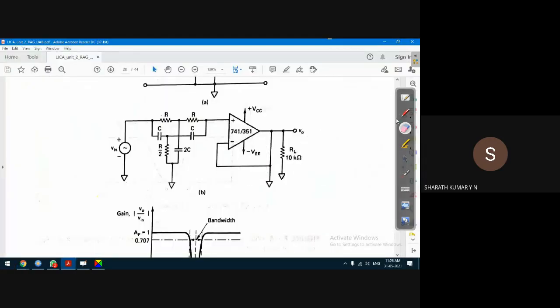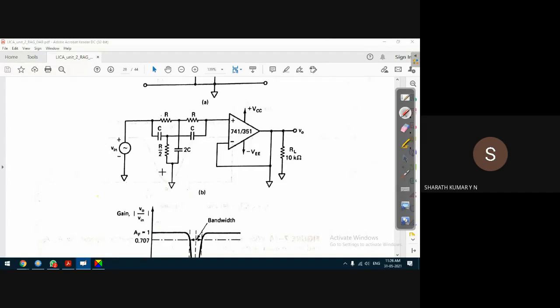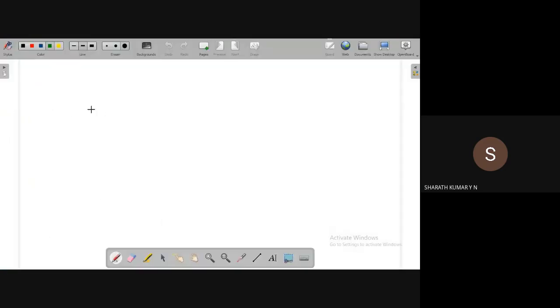If you analyze the circuit, what we can observe is that, generally when we have a capacitor, for example a resistor and a capacitor, something like this. It is a resistor and the capacitor, something like this.